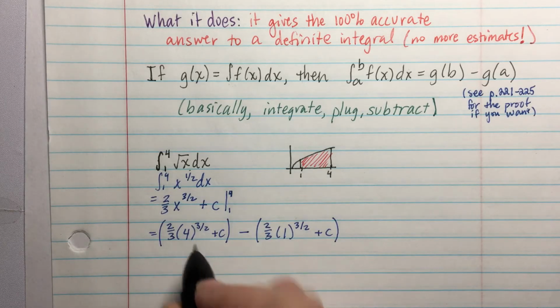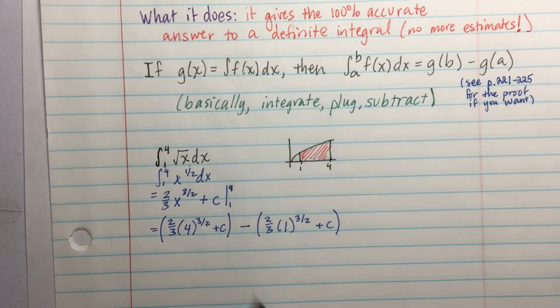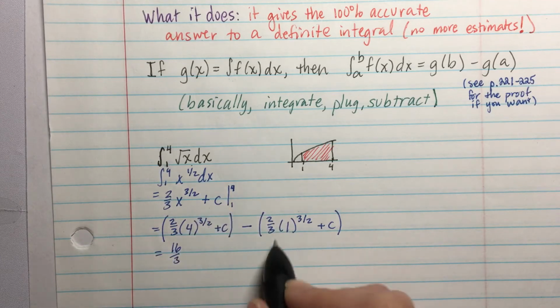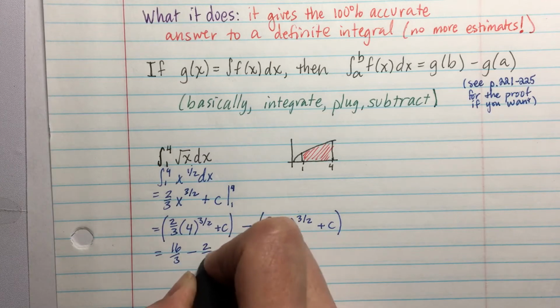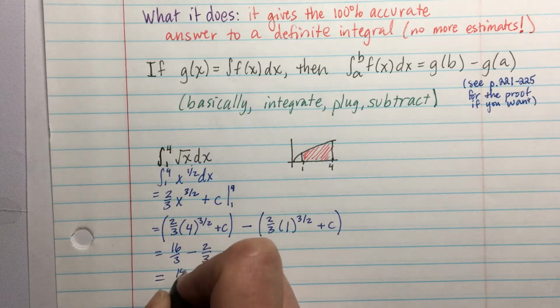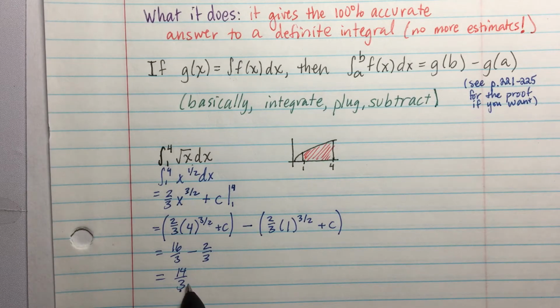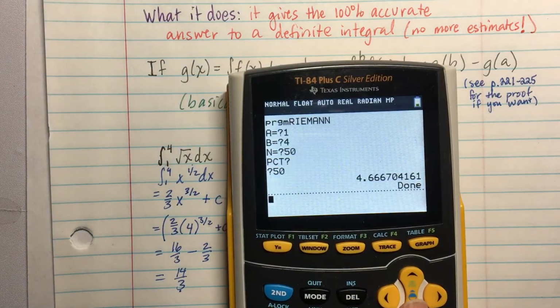Great. Okay, 4 to the 3/2, take the square root first, it's easier. So we get 2 cubed is 8, and then times 2/3, so 16/3. And then 1 to whatever, who cares? It's 1 times 2/3, so we have 16/3 minus 2/3, which is 14/3. And wait, 14/3 is 4 2/3. What did we have before? 4.6667. Huh, good. The system works.